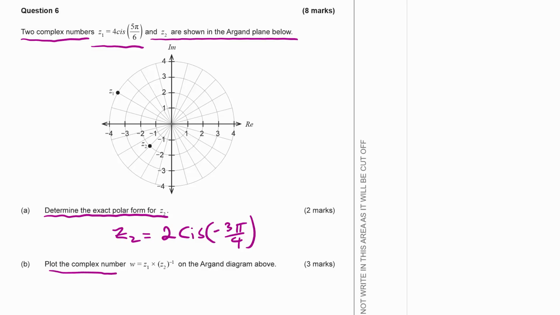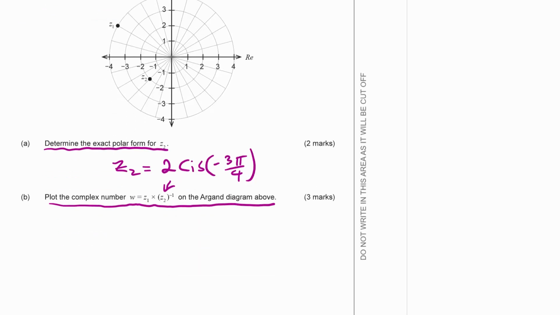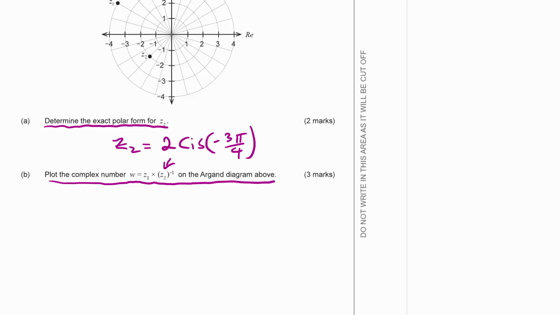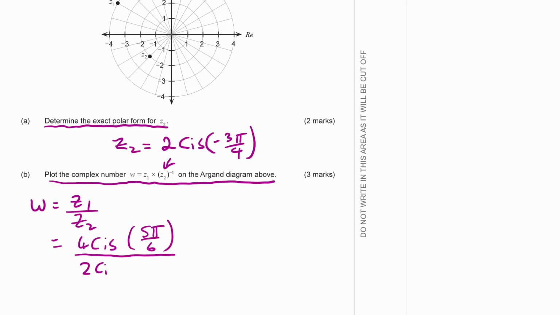We now want to plot the complex number W is Z1 times Z2 to the negative 1 on the Argand diagram above. Now note Z2 to the negative 1 is just 1 over Z2. So what we're really doing here is dividing Z1 and Z2. So that's going to be Z1 over Z2. And that's going to be 4 cis 5 pi by 6 over 2 cis negative 3 pi by 4.